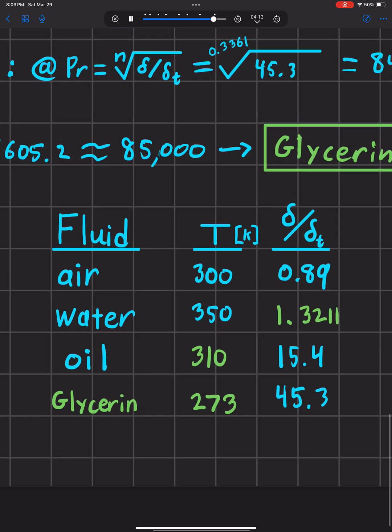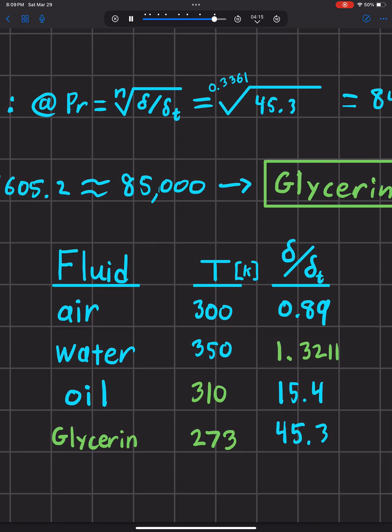And with that, we have all of the missing entries from the table, so let's fill it in. For my use, I had blue was given info and green was solved for. So our 4 fluids are air at 300 Kelvin with a delta over delta T of 0.89, water at 350 Kelvin with delta over delta T found to be 1.3211, engine oil unused at 310 Kelvin with a delta over delta T given at 15.4, and finally glycerin as our mystery fluid with a temperature of 273 Kelvin with a delta over delta T of 45.3.